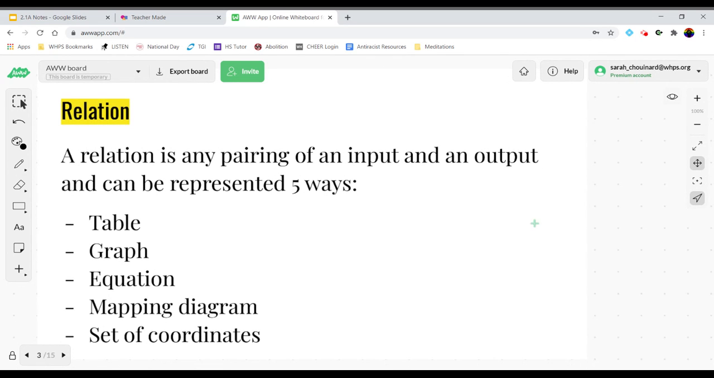So a relation is any pairing of an input or an X value with an output or a Y value. And it can be represented 5 different ways. It can be represented as a table, as a graph, as an equation, as a mapping diagram, and as a set of coordinates. So let's take a look at just one example.